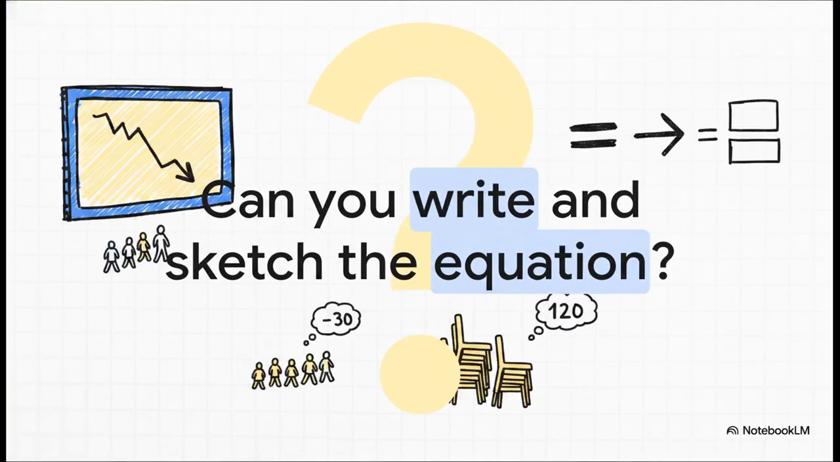Okay, final practice scenario. See if you can mentally write and sketch the equation for this one. A movie theater starts with 120 available seats and loses 30 seats per group entering. Try translating that starting amount, the 120, and the loss per group, which is a -30, into your y equals equation before you start plotting. You should end up with y = -30x + 120. Every single time a group walks in, that line drops by 30 until the theater is totally packed.